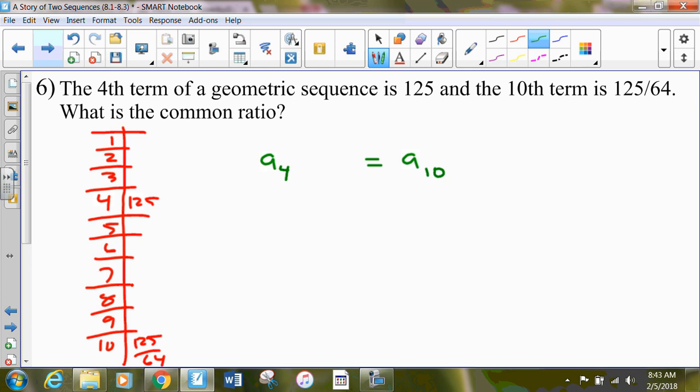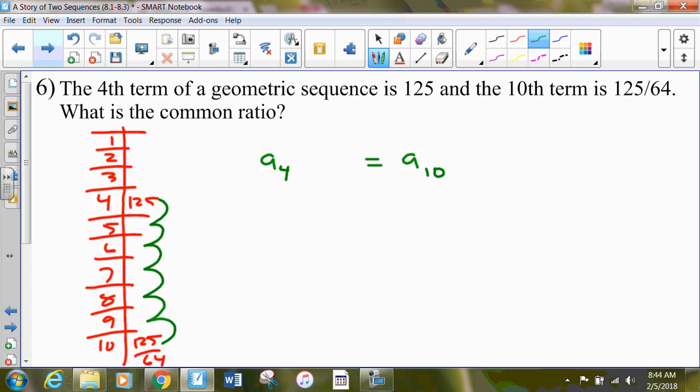So when we were looking at this type of problem with arithmetic sequence, I would say, oh, I've got 1, 2, 3, 4, 5, 6 jumps to get from my fourth term to my 10th term. And each jump is worth a d. So I would say a sub 4 plus d plus d plus d plus d. Eventually would say a sub 4 plus 6d equals a sub 10.